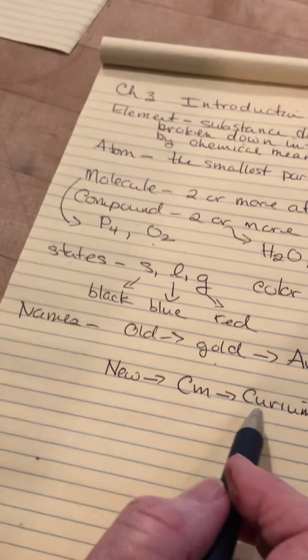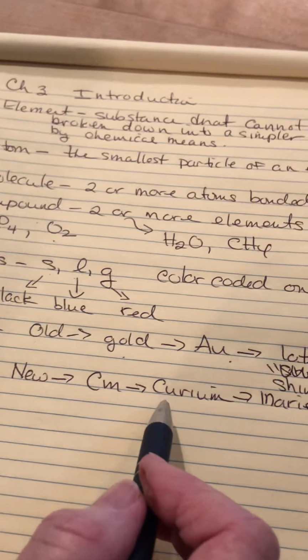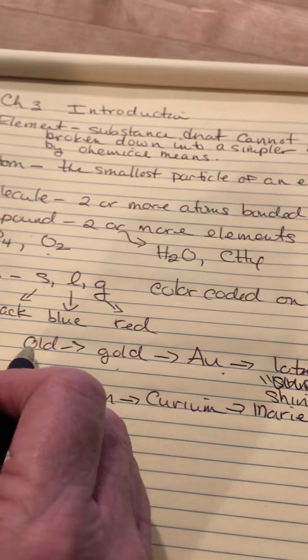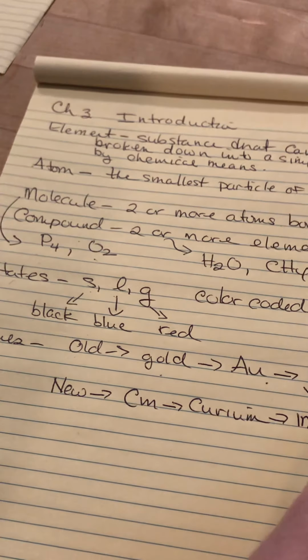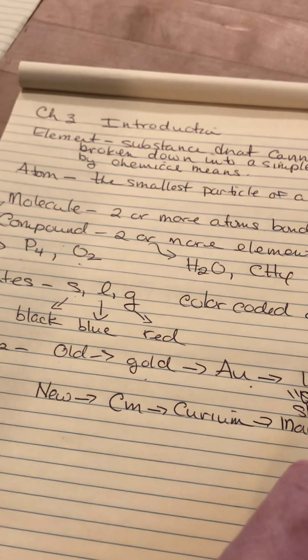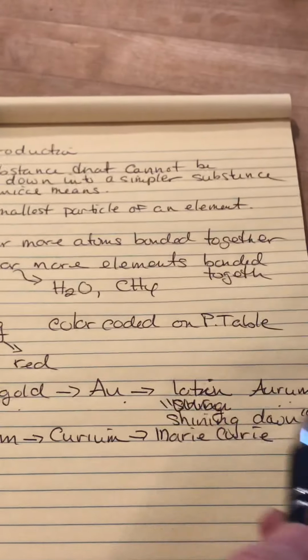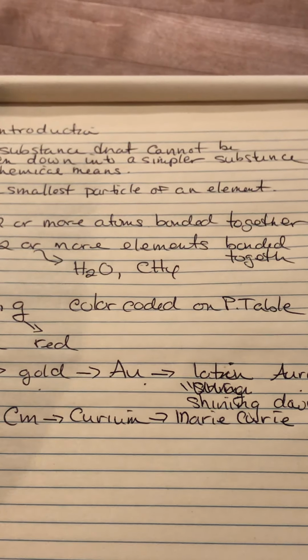The first element Marie Curie named, she named after her homeland, which was Poland, and it's polonium. Older things have Latin or German or Greek root words, and they're named after some natural phenomena, generally.